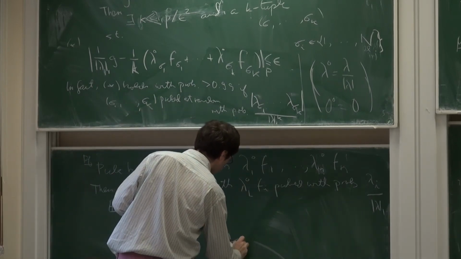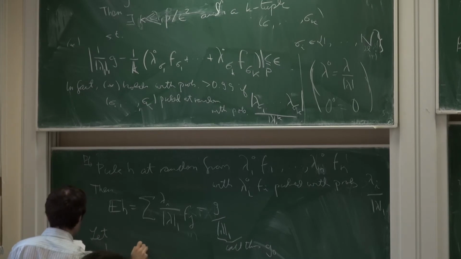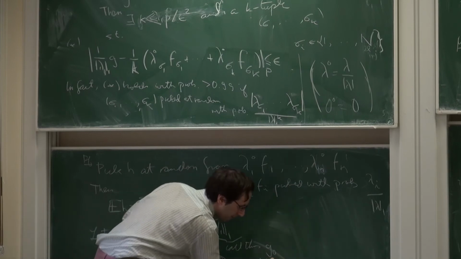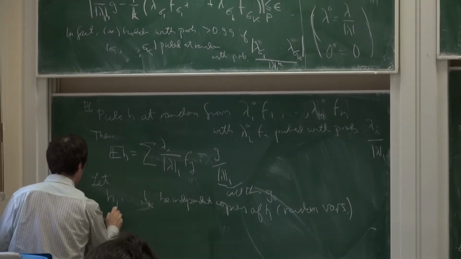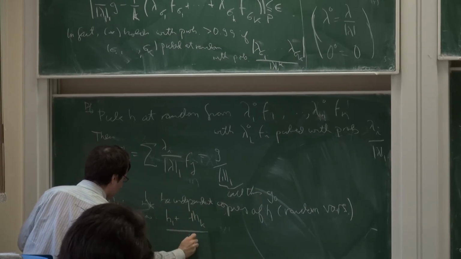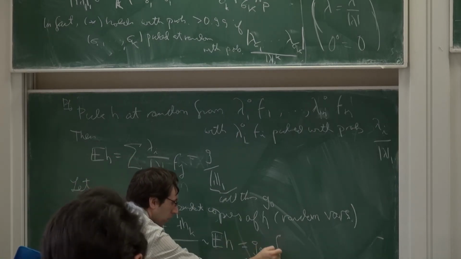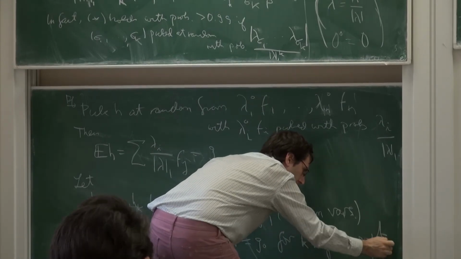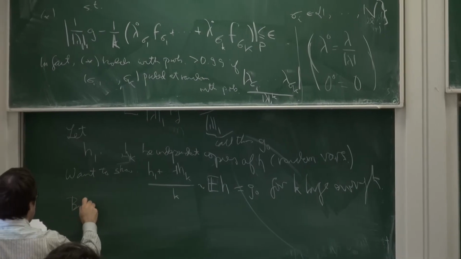Call this G0. Let h_1 through h_k be independent copies of h, random variables just like h itself. We wish to show that the average of h_1 through h_k is close to G0 for k large enough. And here we apply Marcinkiewicz.